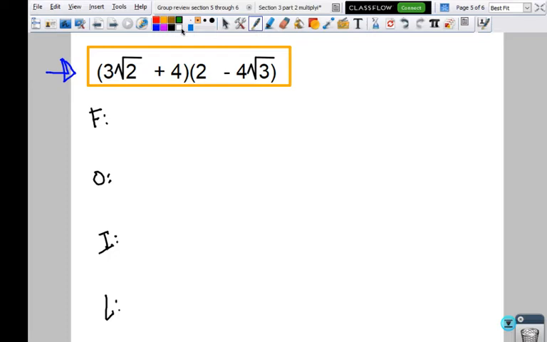12 square root. That's fine. That's actually the first thing. It doesn't matter if you do it that way, yep.